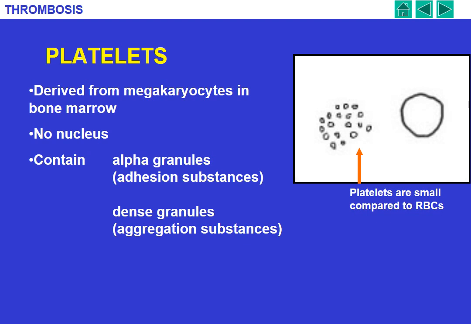Platelets are small particles derived from megakaryocytes in the bone marrow. They don't have a nucleus. They contain alpha granules, which are adhesion substances which promote adhesion of platelets when released, and dense granules, which contain aggregation substances which promote aggregation of platelets.